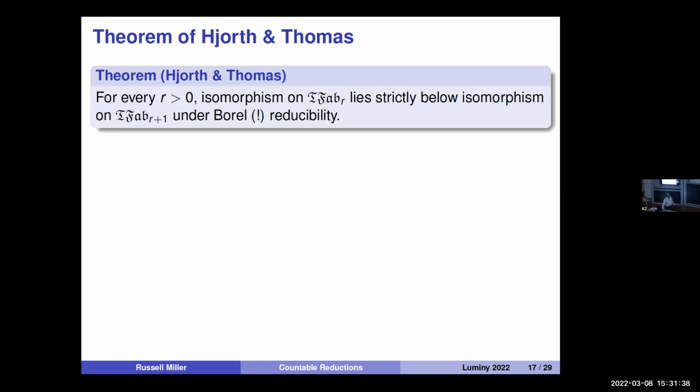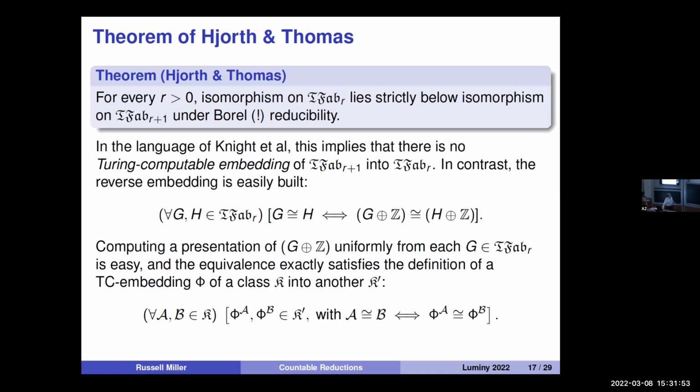So this was a long-standing problem, and Hjorth and Thomas showed that the isomorphism relation on TFAB_R for any positive R lies strictly below the isomorphism relation on the next rank up, TFAB_{R+1}. And that's even under Borel reducibility. Again, so no matter how many jumps you're allowed, you can have an oracle set for free if you want. Doesn't help. There's just no reduction of the equivalence relation of isomorphism on TFAB_{R+1} to the equivalence relation isomorphism on TFAB_R. Okay.